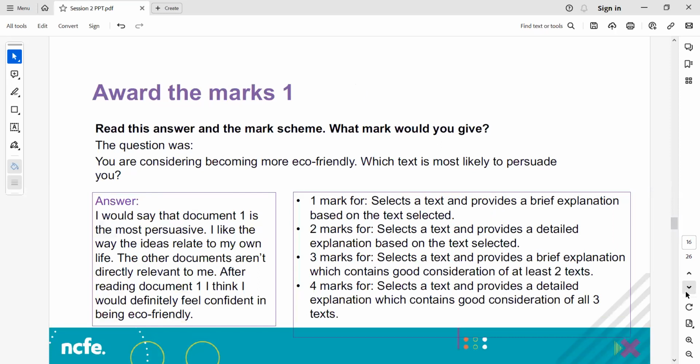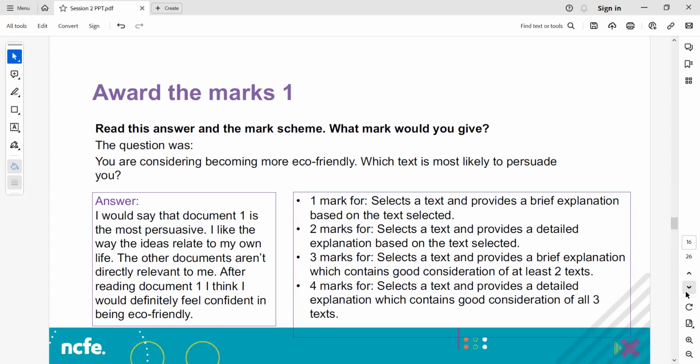Okay. So now we've looked at a few model answers and had a look at how they were formulated and looked at things like paraphrasing, quotes, naming the documents used. We're going to look at some answers and decide how many marks they get. So there's the answer on the left and the mark scheme on the right. The question asked was, you are considering becoming more eco-friendly. Which text is most likely to persuade you?